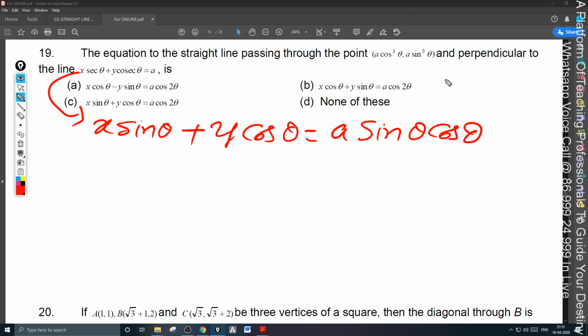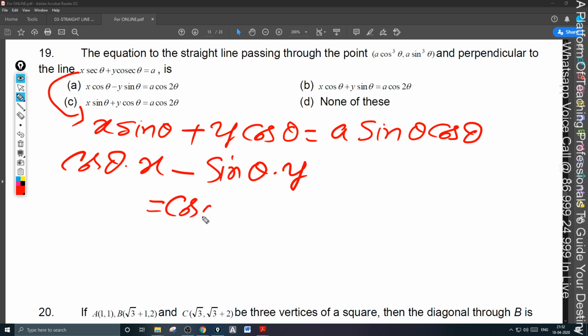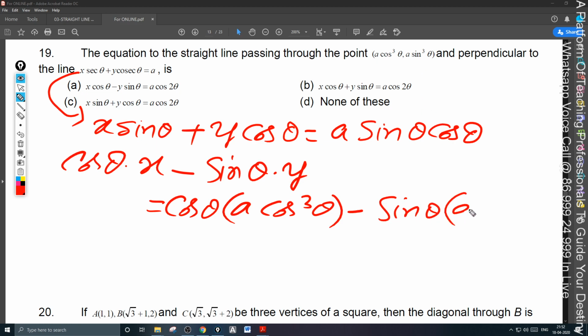Now we need the equation which is perpendicular to this. So reverse the coefficients: x cos θ − y sin θ equals, which point is it passing through? It is passing through this point, (a cos³θ, a sin³θ). What is it finally? a cos⁴θ − a sin⁴θ.